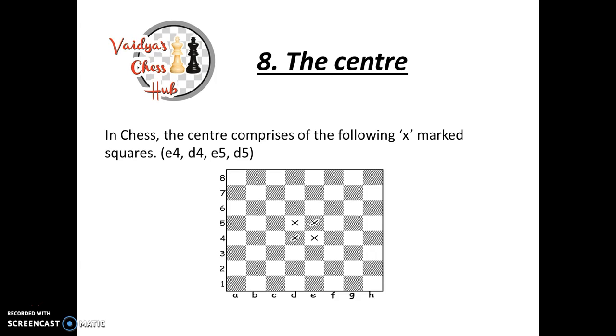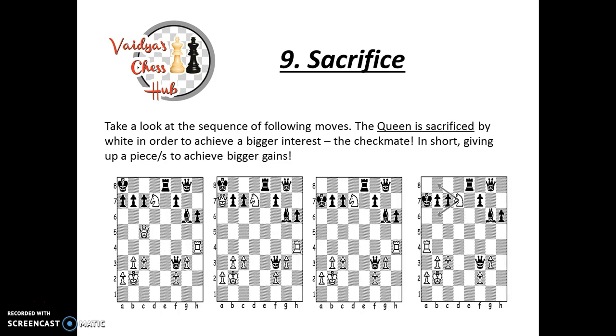Moving on to the next one, we have the center. Often you will find players talking about play for the center in the opening, control the center. So what exactly is this on the chessboard? You see that the cross-marked squares e4, d4, e5, and d5, the ones shown here, make up the center on the chessboard. So remember the squares e4, d4, e5, d5 is the center.